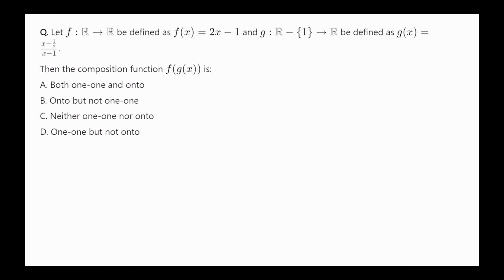Let f be defined from R to R as f of x equals 2x minus 1, and g is defined from R minus 1 to R, where 1 is not included, and g of x is x minus half upon x minus 1. Now I hope you all can understand why they have removed 1 from the domain, because we have x minus 1 in the denominator, and if x becomes 1, the entire term would become undefined, right? So we need to find out f of g of x.